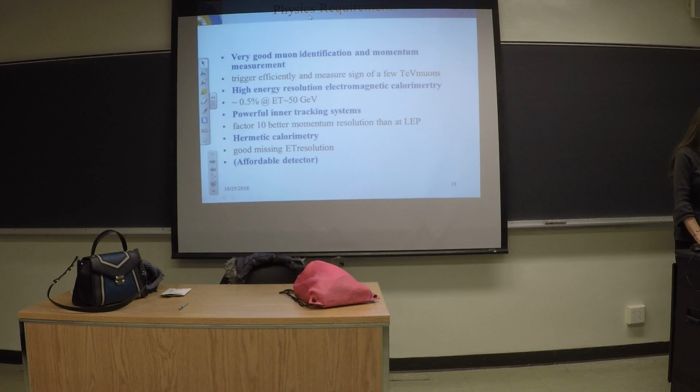So I need to summarize. I have very good muon identification and muon momentum measurement, trigger efficiency, and measure the sign of few TeV muons. That's very hard to do because the higher momentum muons have, the straighter they get. So how do you know if they don't curve, if it's a plus muon or a minus muon? So that's another really simple thing becoming problematic.